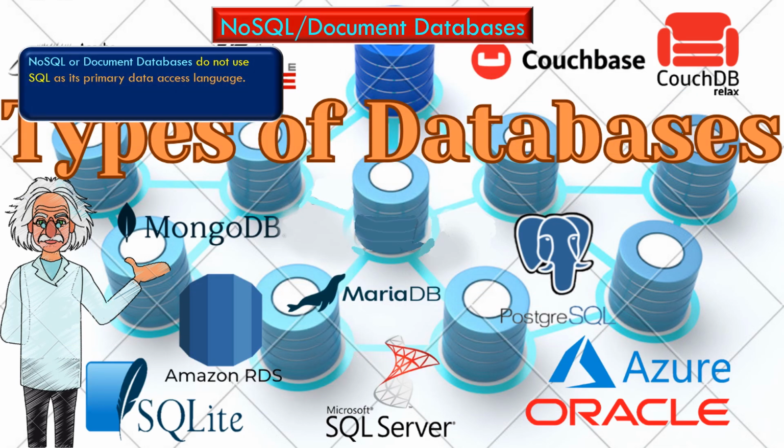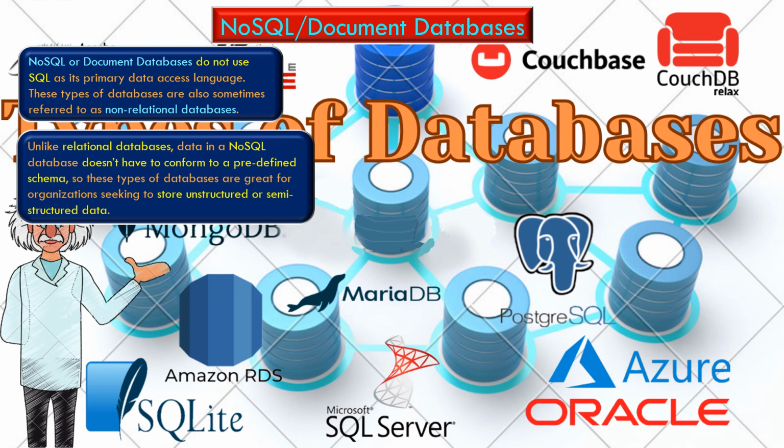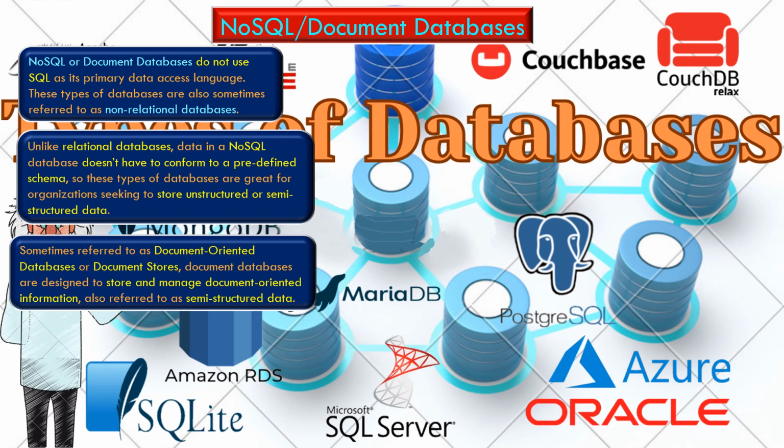NoSQL or document databases do not use SQL as their primary data access language. These types of databases are also sometimes referred to as non-relational databases. Unlike relational databases, data in a NoSQL database doesn't have to conform to a predefined schema. So these types of databases are great for organizations seeking to store unstructured or semi-structured data. Sometimes referred to as document-oriented databases or document stores.